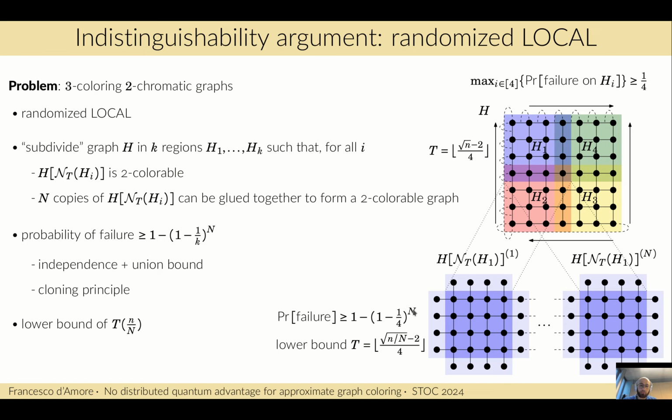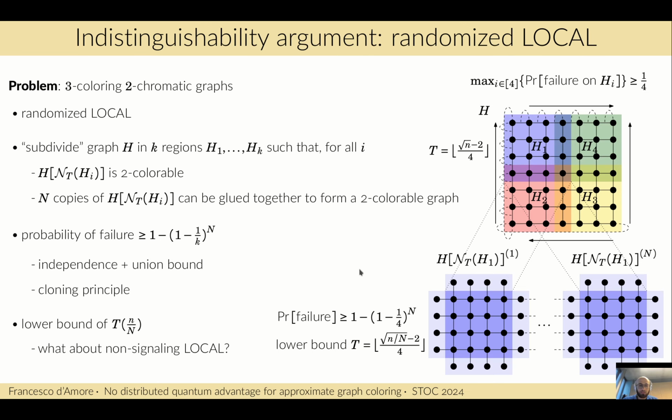Of course we are paying a price in the locality because here we are adding many nodes. And so the locality will be divided by this big N, which is the number of times we are cloning the bad region. But if you find the right combination between K and N, nothing changes. In this case, big N is a constant. So asymptotically, everything remains the same.